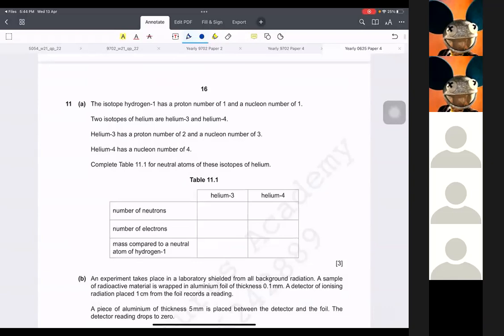Okay, that's fine. So it says hydrogen-1 has a proton number 1 and nucleon number 1. Two isotopes of helium, helium-3 and helium-4, are there. Helium-3 has proton number of 2 and nucleon number of 3. Helium-4 has nucleon number of 4. Complete the table. In helium-3 and helium-4, the number of neutrons would definitely be different. For helium-3, the number of neutrons will be 1. For helium-4, it will be 2. Number of electrons would be 2 and 2 because proton numbers stay the same.